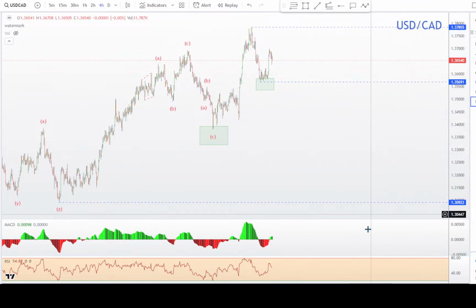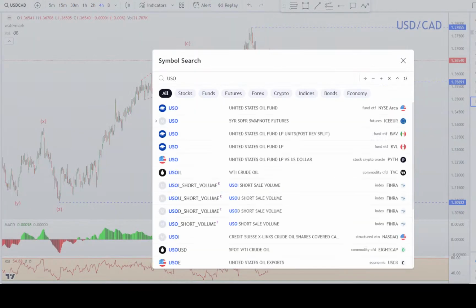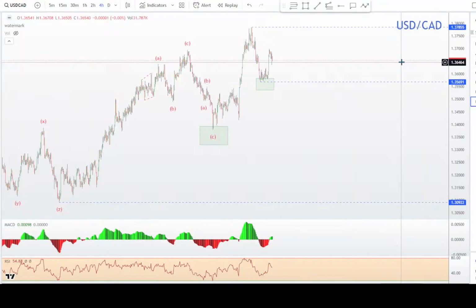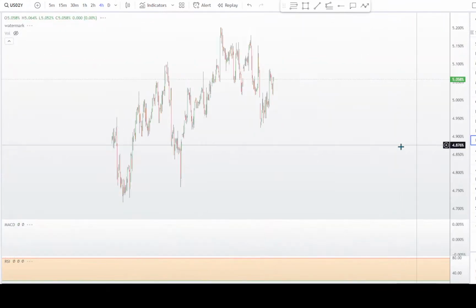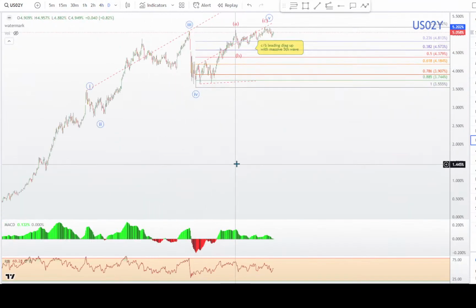That'll be interesting. All right, so that's the currency pairs. Let me just take a quick look at the 2-year and the 10-year. Let me go to my watch list and the US 2-year. Yeah, so here's the 2-year that I was looking at. We'll go out to a daily.